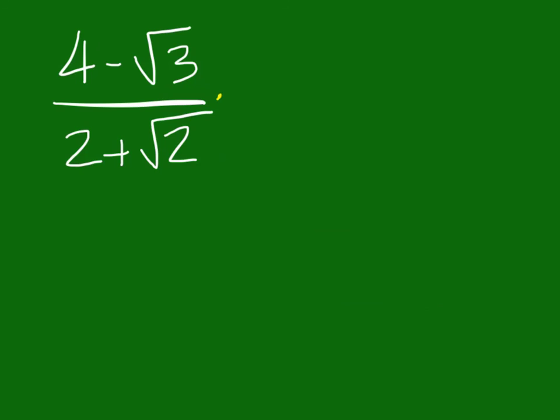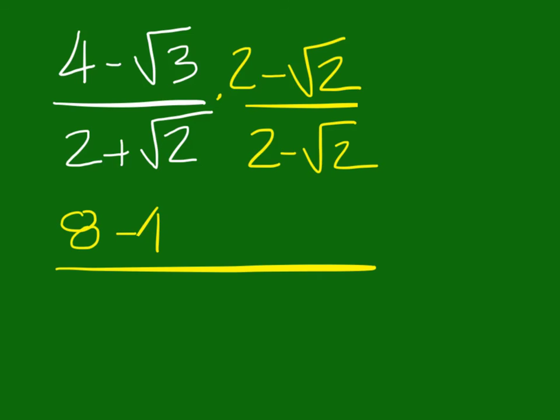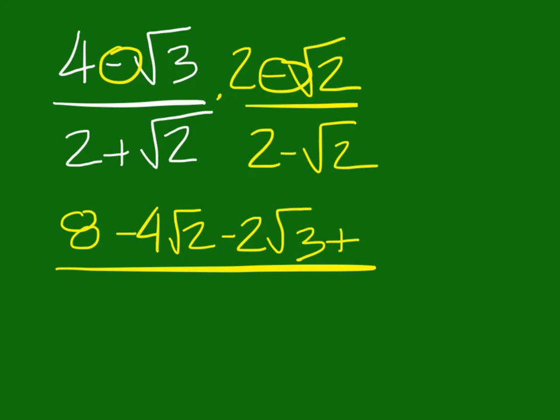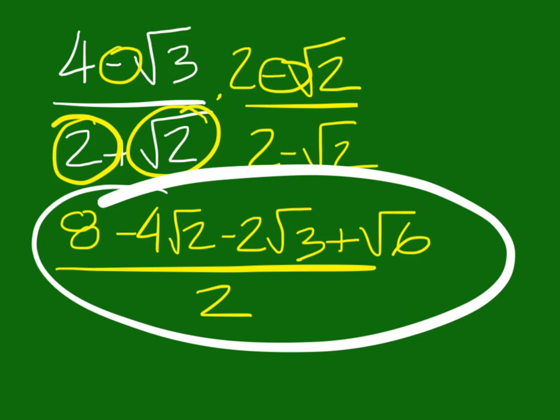On this problem, multiply the top and the bottom by 2 minus the square root of 2. And on the top, you'll come up with 8 minus 4 square root of 2 minus 2 square root of 3 plus, because double negative, square root of 6. On the bottom, you'll end up with 2 squared is 4. That squared is 2. 4 minus 2 is 2. You have 8, 4, 2, 1, and 2. Can't get anything out of all of those but 1. That would be your final answer.